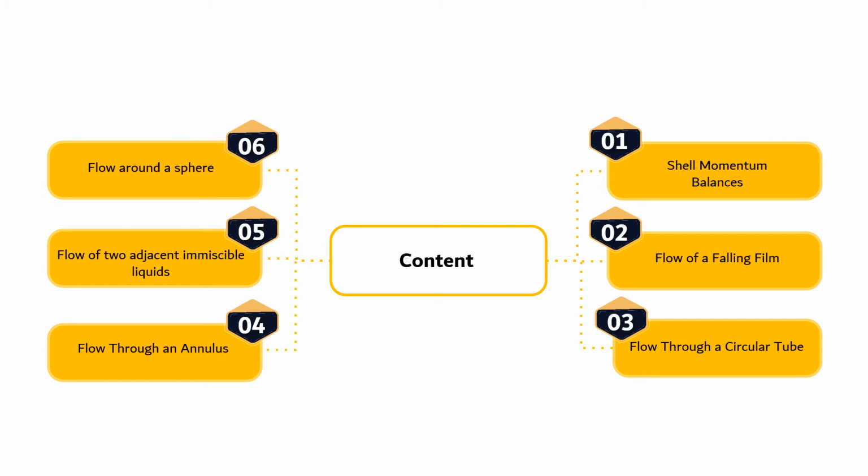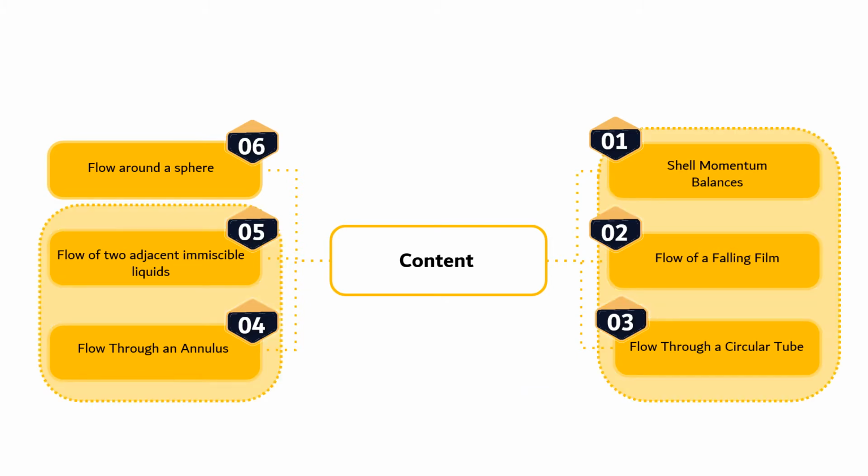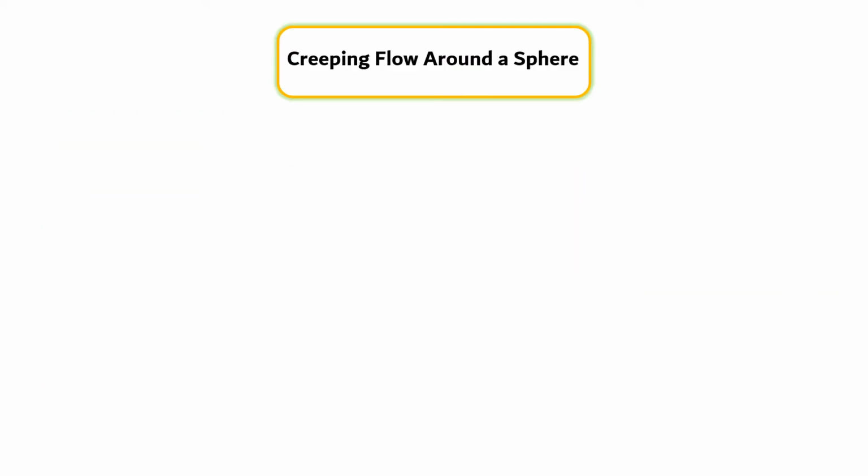Previously, we have discussed the module overview, Shell Momentum Balances, Flow of a Falling Film, Flow Through a Circular Tube, Flow through an annulus, and flow of two adjacent immiscible fluids. In this segment, we will briefly discuss creeping flow around a sphere.